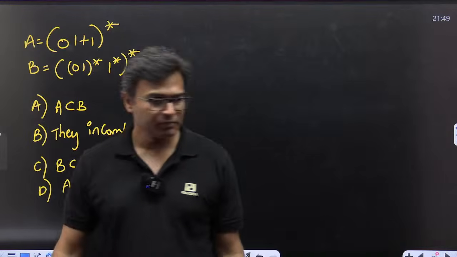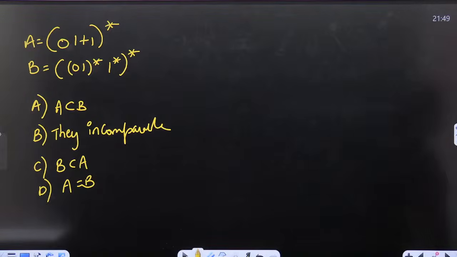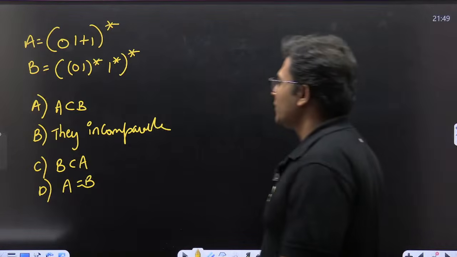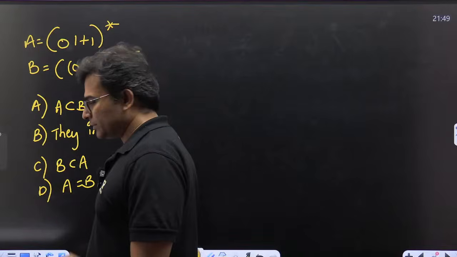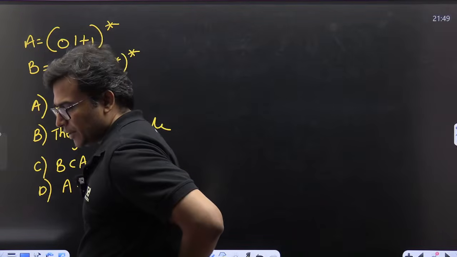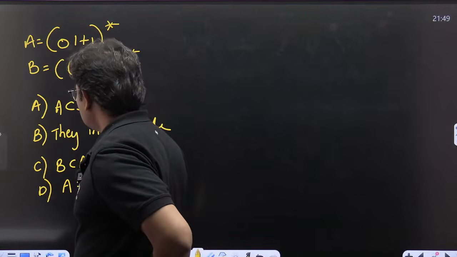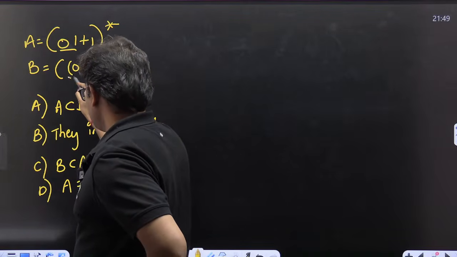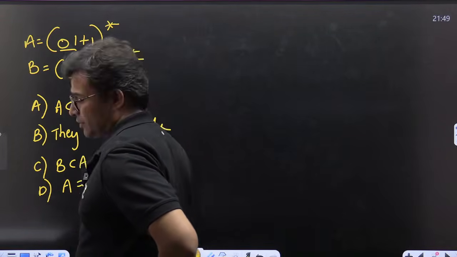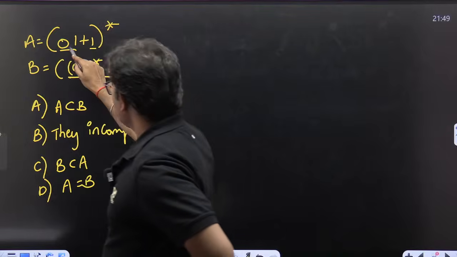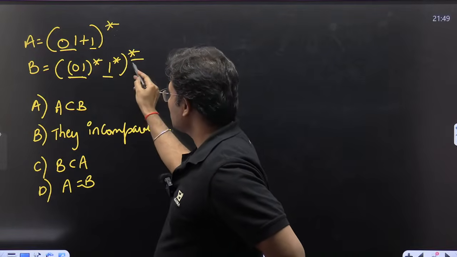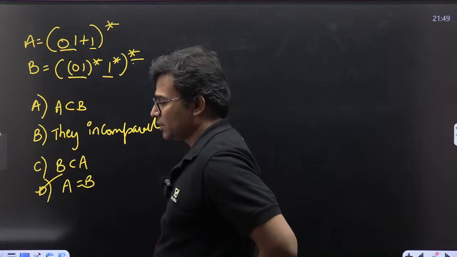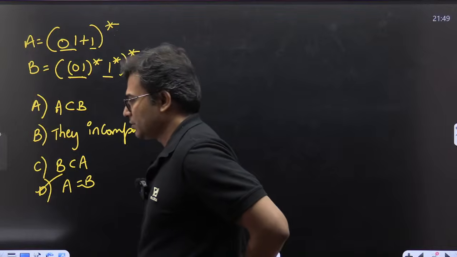So we know that both the formulas, D is what? A, C, D. See, this is (a+b) whole star. This is (a* b*) whole star. You know this: (a+b)* and (a*b*)*, both are equal. D is the answer, right?